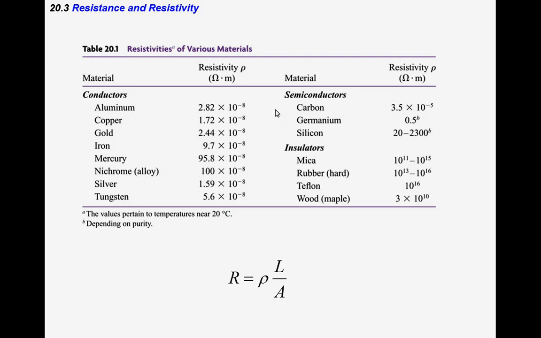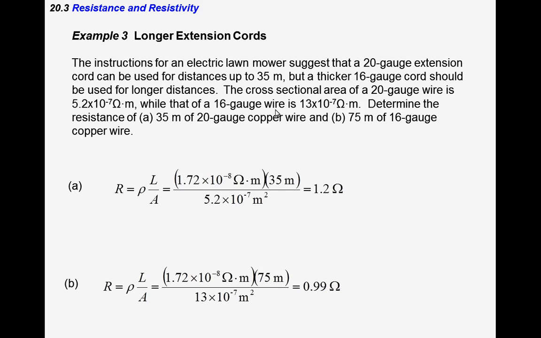If you feel the bottom of your laptop computer at any point in time, you'll notice how hot it is. Mine is really hot right now. That is because there is heat being generated by the resistors and the electrical devices inside that instrument. That heat causes problems. Alright, so the instructions for an electric lawnmower suggest 20 gauge extension cord for distances up to 35 meters, but a thicker 16 gauge, kind of counterintuitive there, should be used for longer distances.